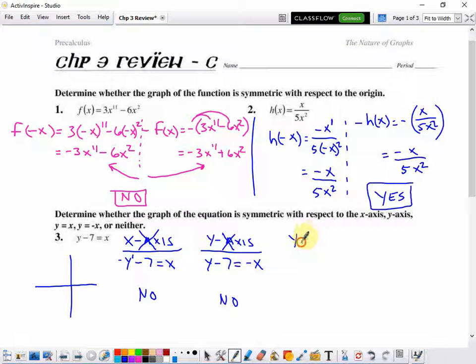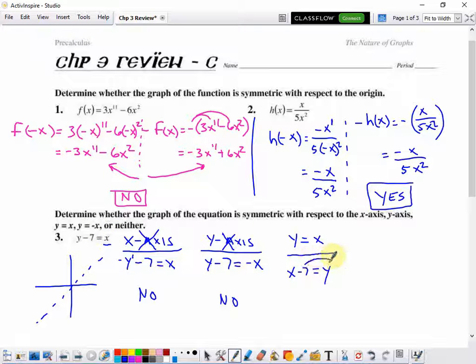Next is symmetry about y equals x. If there's symmetry about y equals x, then every point x, y, the point y, x is also going to exist. So I can switch my x's to y's and my y's to x's. And if there is symmetry with respect to y equals x, then I'll be able to algebraically make that match the original. So what I'm going to do is get x by itself so it matches this, and then just see if the other side matches the original.